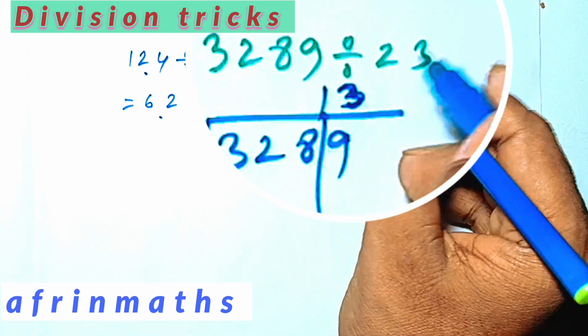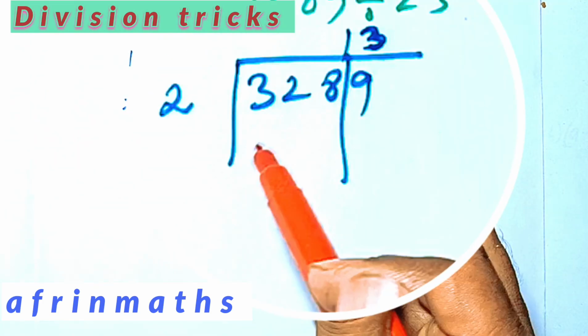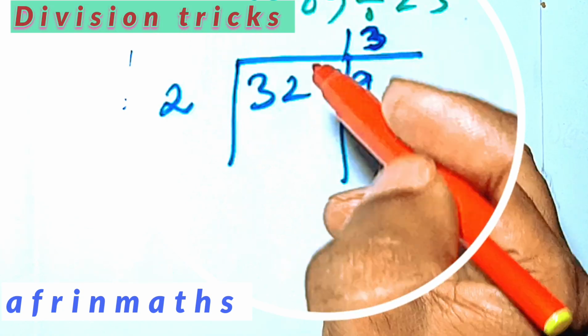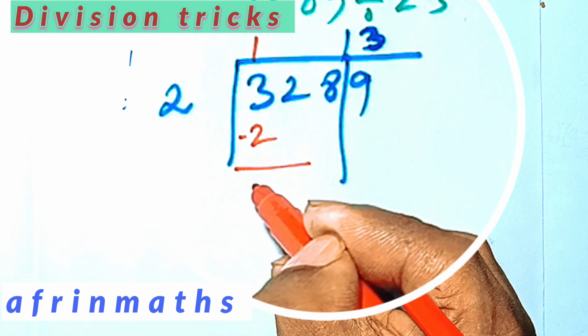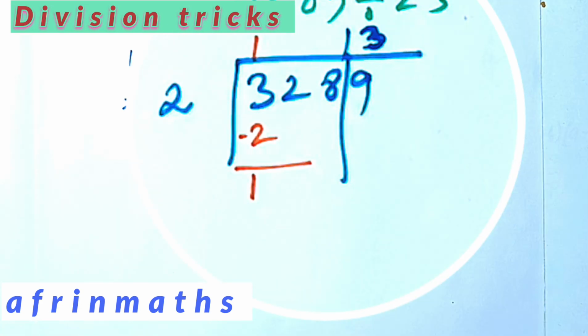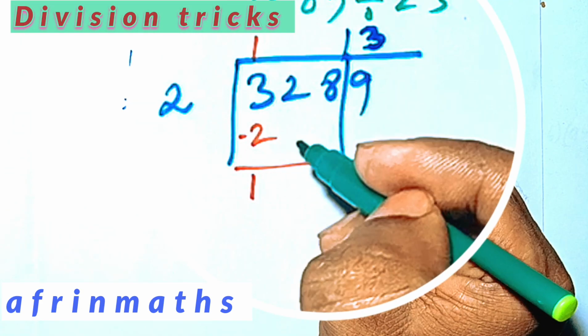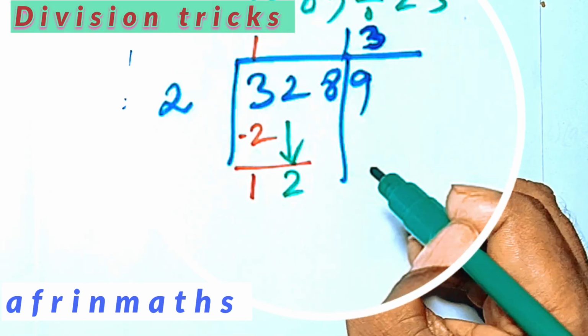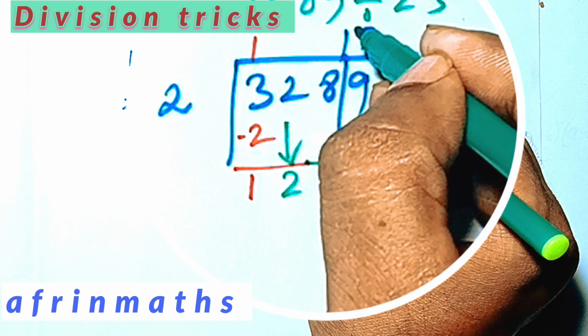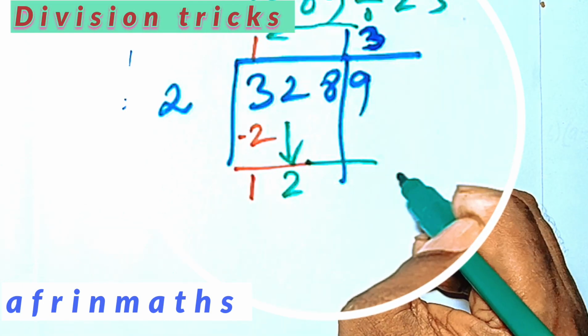So now we can divide it with 2. 2 1s are 2, so we write 2 here, we subtract it, 3 minus 2 is 1. Now we bring down 2. Whenever we bring down, we have to multiply with 3 to get the result and subtract it. 3 into 1 is 3.